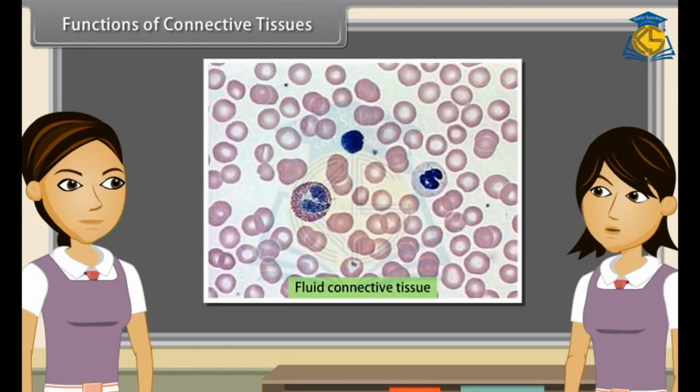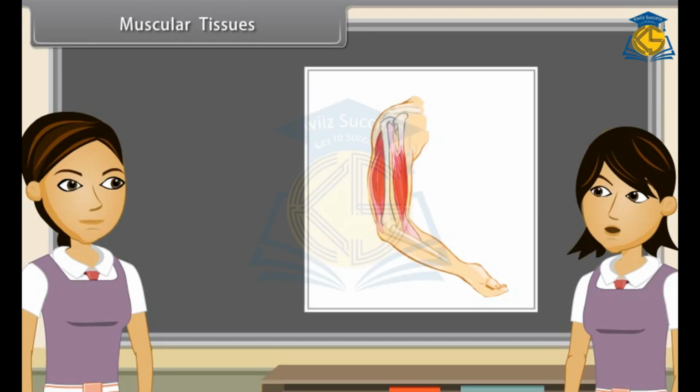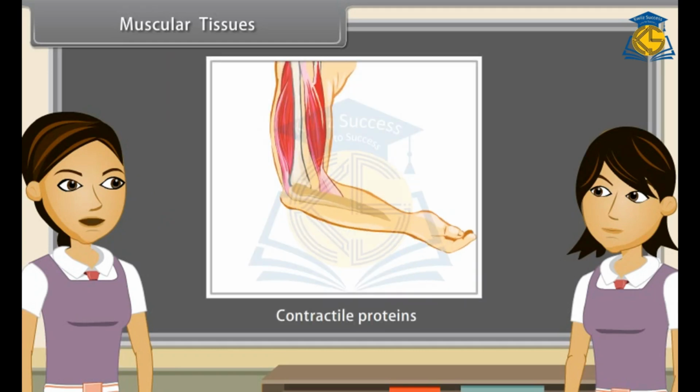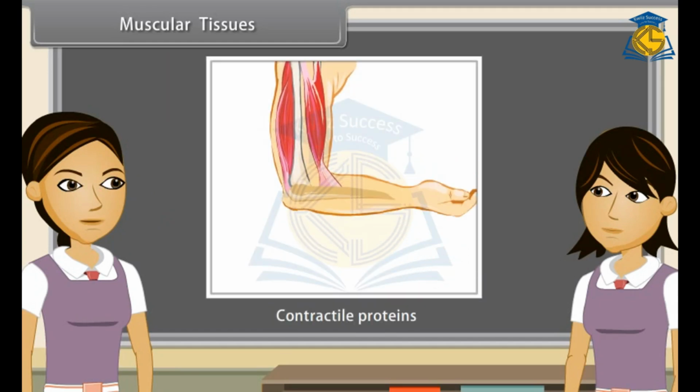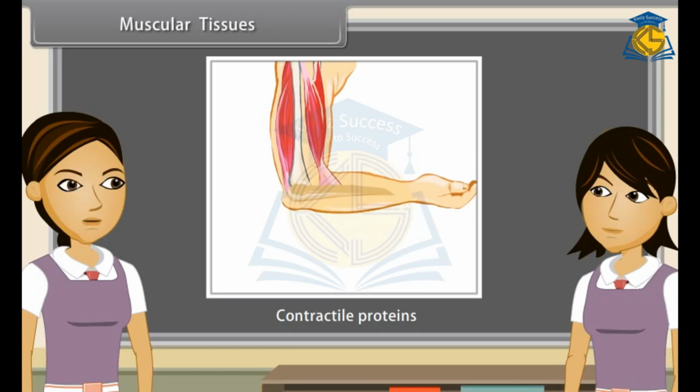Fluid connective tissue transports nutrients, hormones and vitamins to the tissues of the whole body and excretory products from the tissue of the whole body to the liver and kidney. Muscular tissues. Muscular tissue consists of elongated cells, also called muscle fibers. Muscle contains special proteins called contractile proteins. When these proteins contract and relax, then the movement is caused.